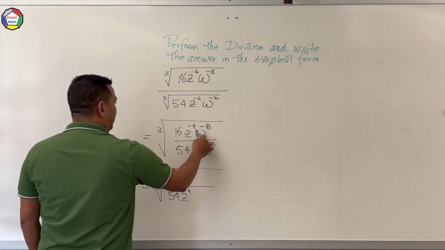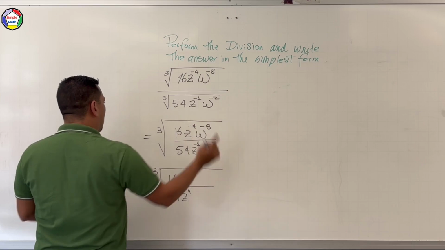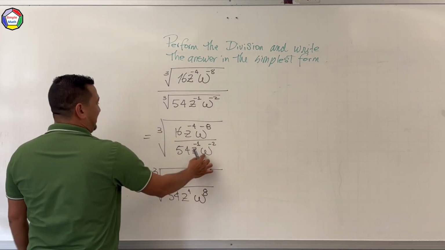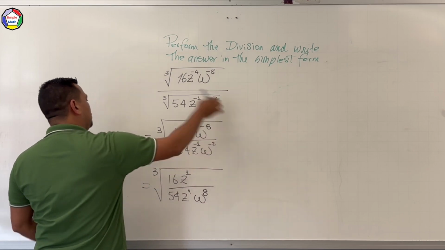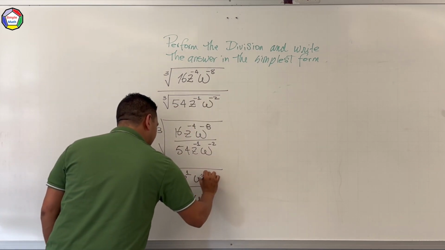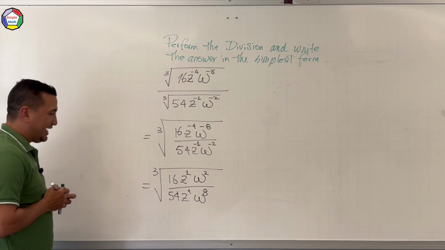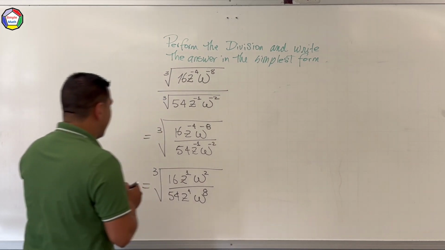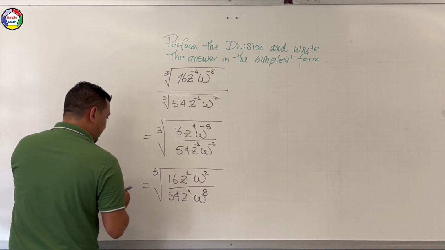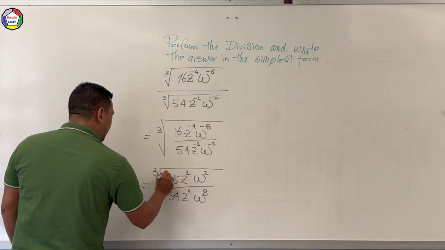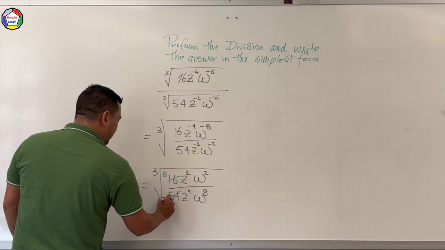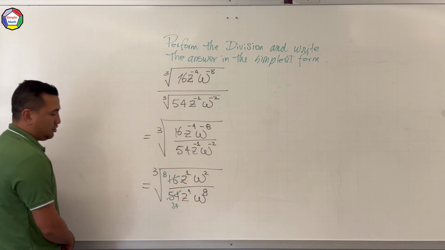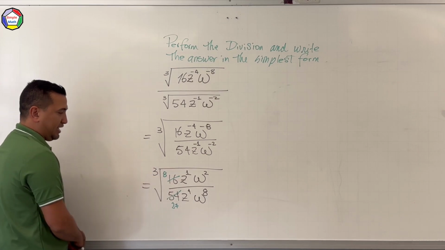W to the power of negative 8 goes down with a positive exponent, and W to the power of negative 2 goes up with a positive exponent. Okay, like this. Now it's easy to simplify things. I can simplify 16 and 54. 16 divided by 2 is 8. 54 divided by 2 is 27. And I cannot continue simplifying 8 and 27.